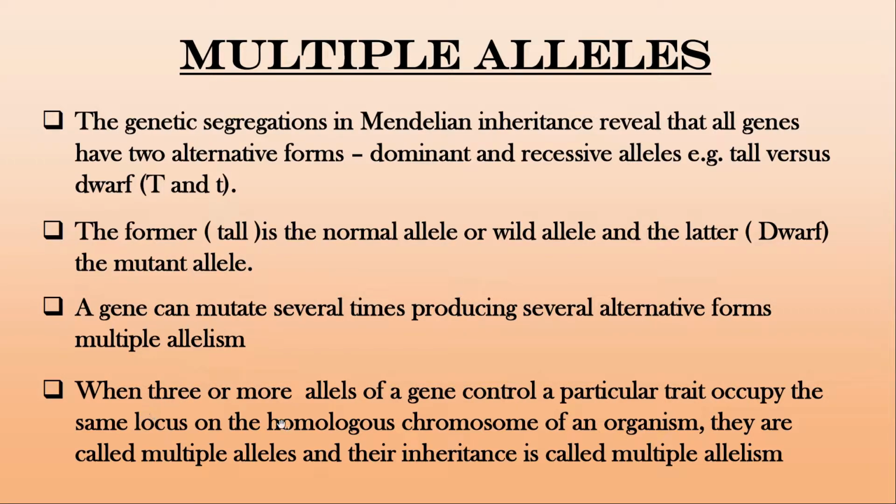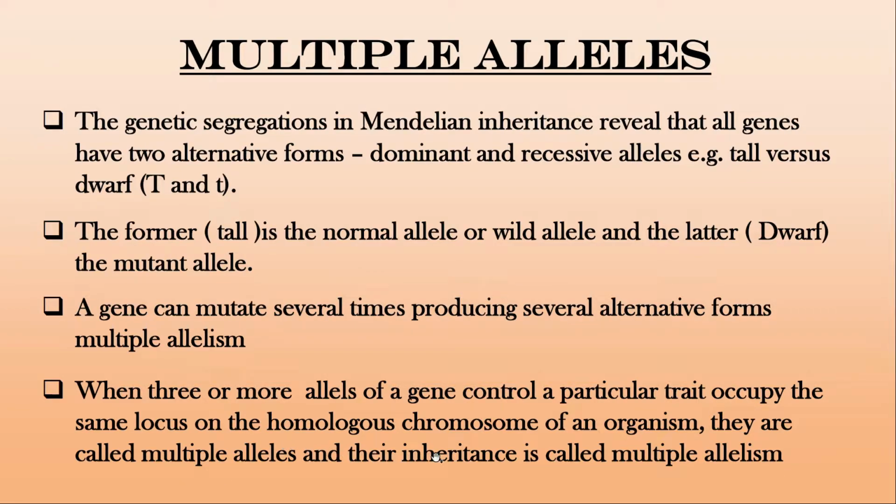So, when three or more alleles of a gene control a particular trait and occupy the same locus on the homologous chromosome of an organism, I hope you all know what homologous chromosomes are, they are called multiple alleles. And their inheritance is said to be multiple allelism.